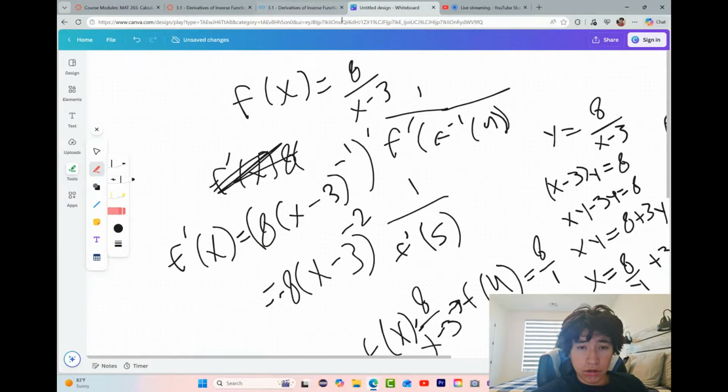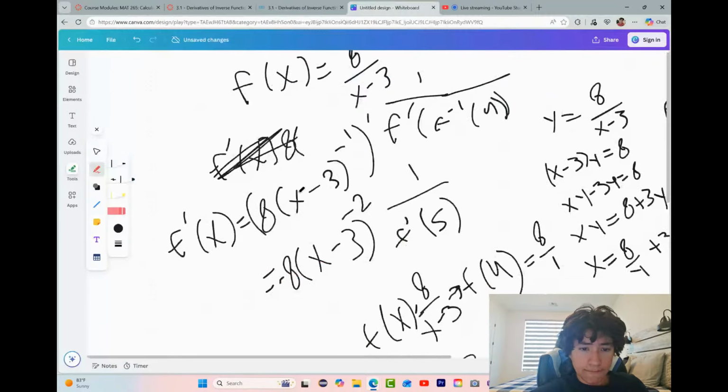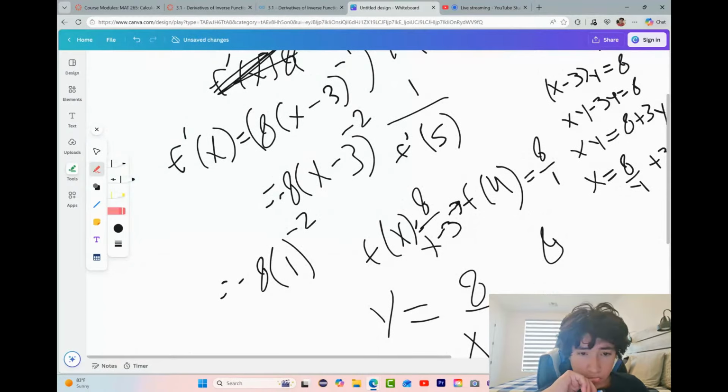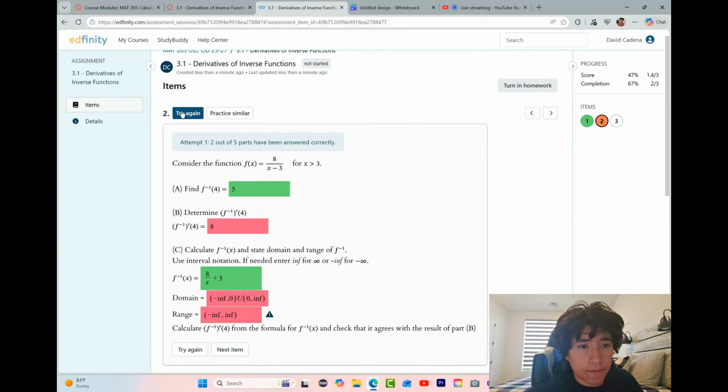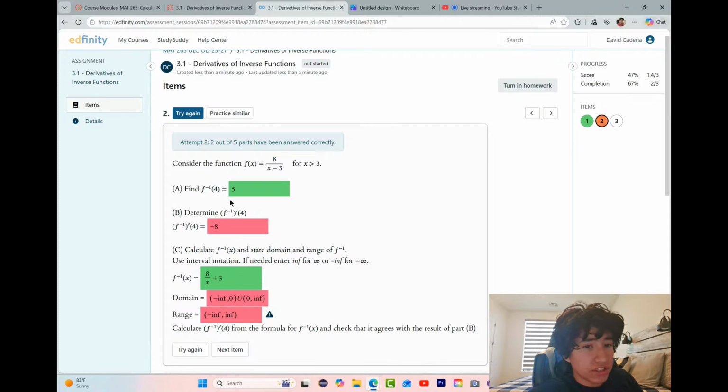And plugging in 4, that's what they want us to plug in. Negative 8, 1 to the power of negative 2. Right, yeah. X minus 3, 4 minus 3, 1. That's literally negative 8. Negative 8. I think that's right. And we get, that's not right as well.